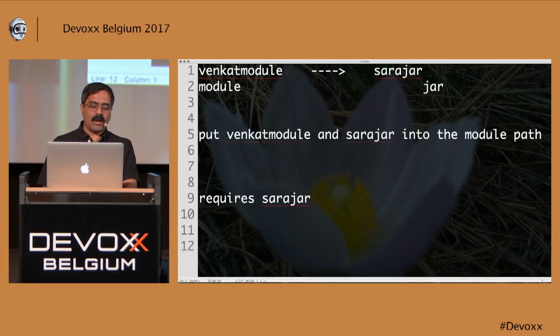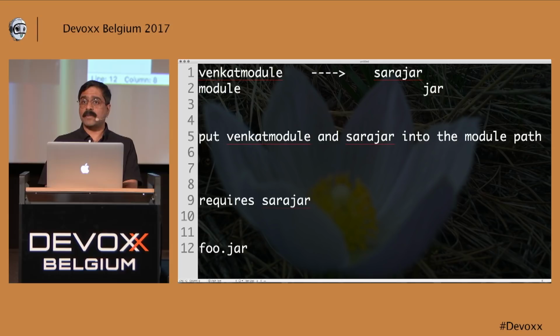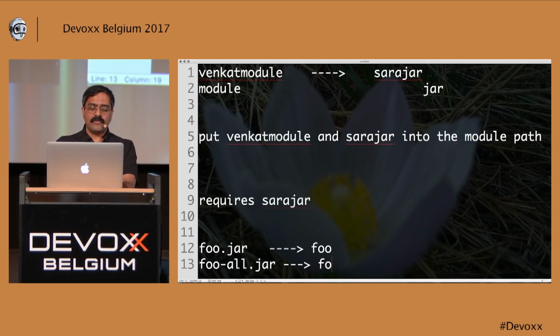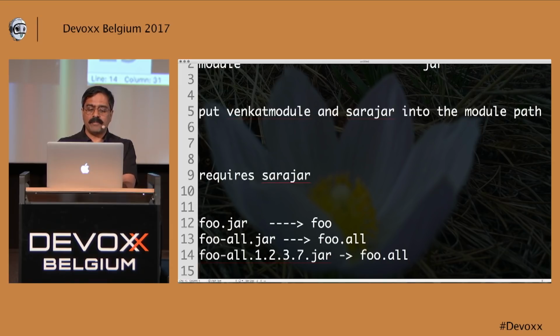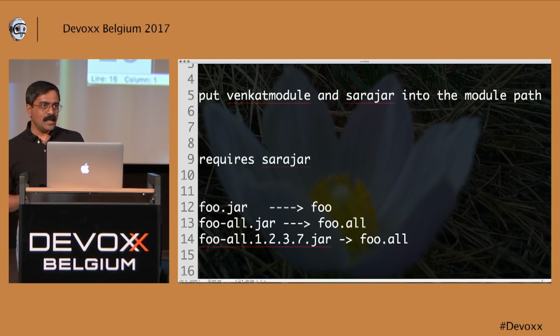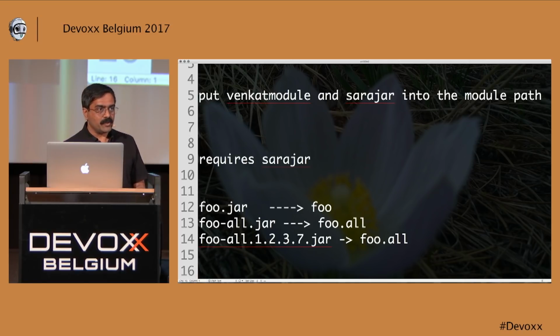If my jar is called foo.jar, what's my module name? Foo. If my jar name is foo-all.jar, then what is my name? Foo.all. The dash becomes a dot automatically. If my jar name is foo-all.1.2.3.7.jar, what does that become? Foo.all, period. The numbers are ignored. So this is the automatic moduling.